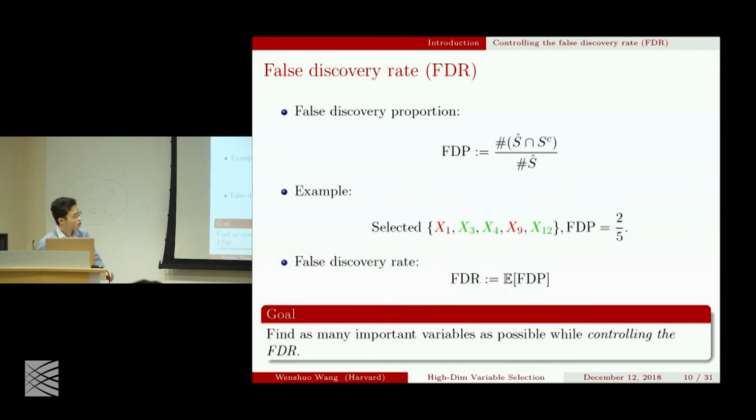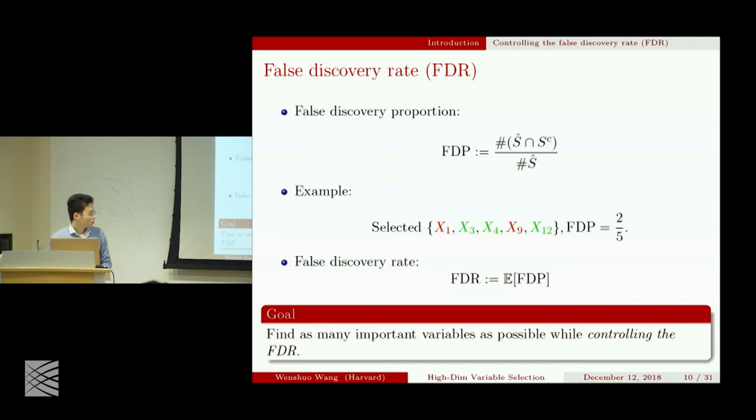That's a very good question. There are several things you can do. Usually we take that expectation with respect to both x and y, so we are treating x and y as random, both. And then normally your procedure would be deterministic given the data.